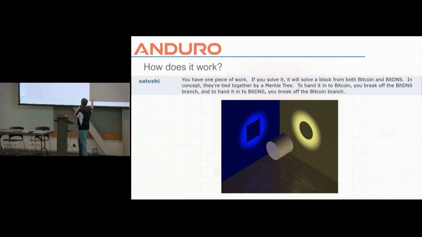So in this picture you see here, you have one image. It's a cylinder. That is a merge mine, auxiliary proof of work merge mine block. And if you look at it from Bitcoin's perspective, which is looking for a square, from that projection, then you see a square, because it is a square. It's a valid Bitcoin block. But the same object, that same block, if you look at it from a different projection, it sees a circle, because that block is also a circle in that direction.